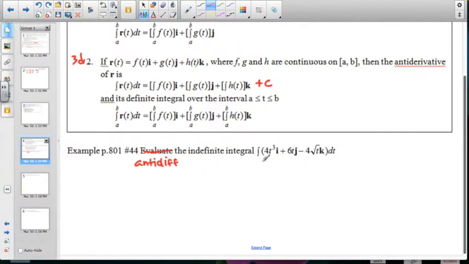So we're going to integrate each component. So we have to integrate 4t cubed. And so we're going to go ahead and bump up the power to a 4, divide by that. 4 divided by 4 is 1. So our i component is going to be t to the 4th.